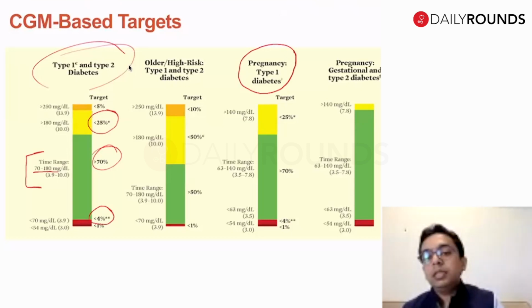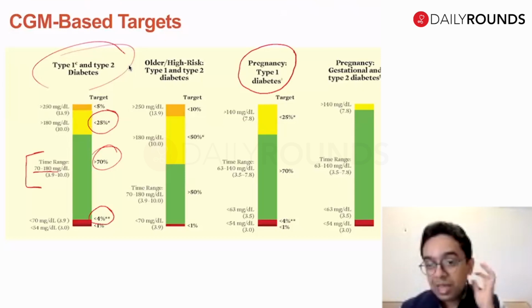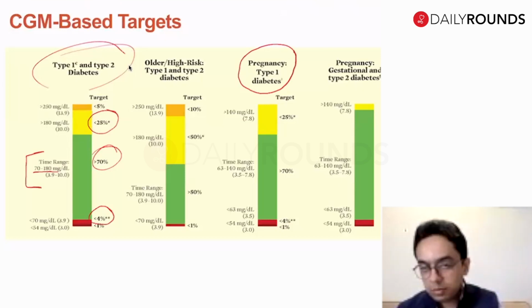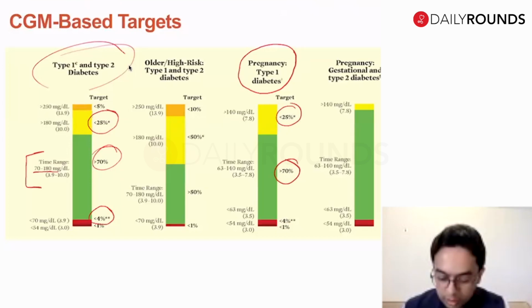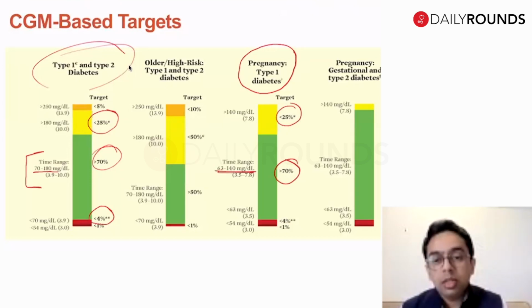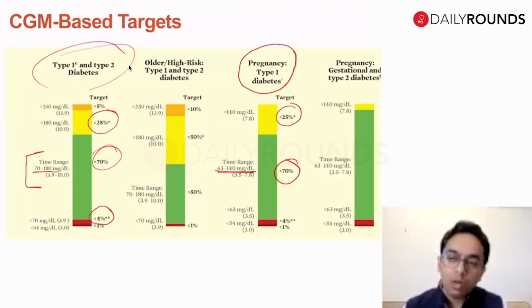For the pregnancy, type 1, we have data. For type 2, we don't have much data. For type 2, as high as you can go for TIR, that is what the recommendation is. For type 1 pregnancy, you have the same recommendation, more than 70%. TAR should be less than 25%. What important thing to note here is that the target is different here. Earlier it was 70 to 180, but here it is 63 to 140.